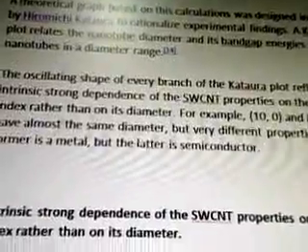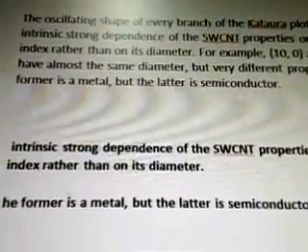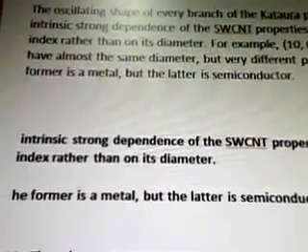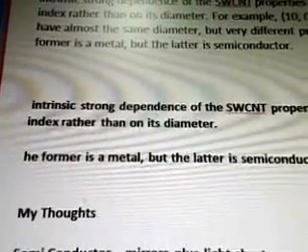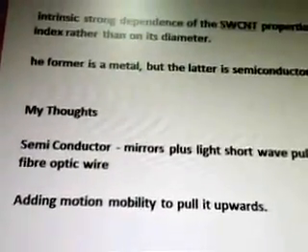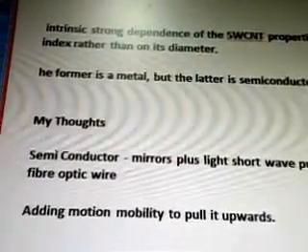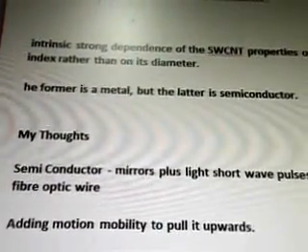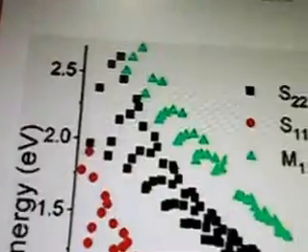Okay? So, intrinsic strong dependence of the SWCNT properties on the (n,m) index rather than on its diameter. Now the key word is the former is a metal, but the latter is a semiconductor. My thoughts: semiconductor mirrors plus light short wave pulses sent along the fiber optic wire, adding motion mobility to pull it upwards. And this is Hiromichi Kataura. He's the one that came up with it.